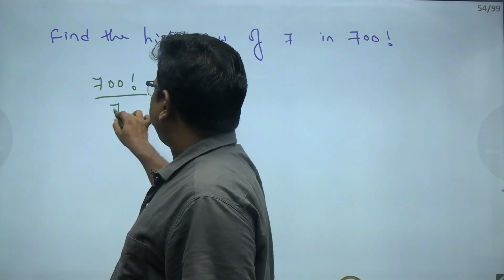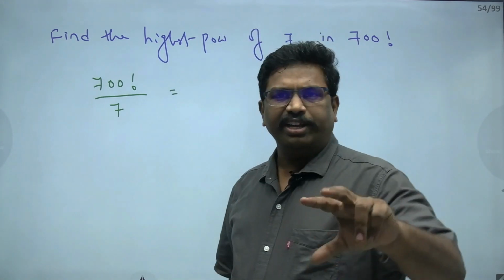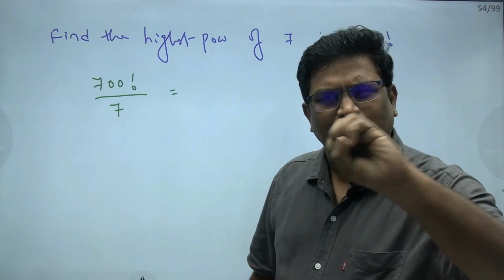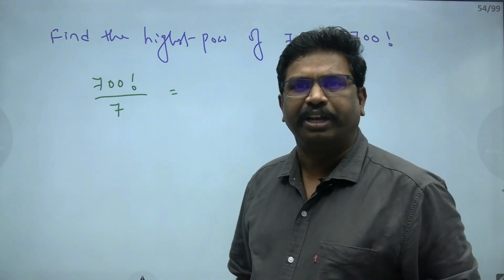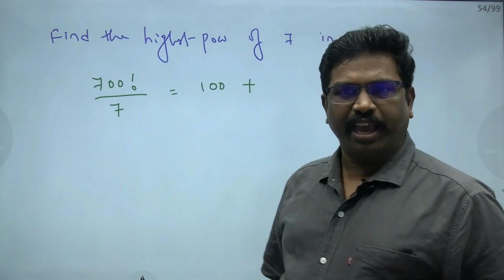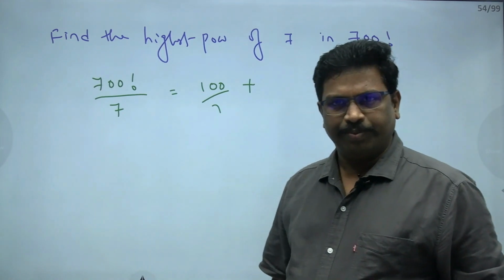700 factorial, divide by 7, by 7, by 7. The 7 table gives 700. How many times? Forget about factorial. The 7 table gives 700, how many times? 100 times.